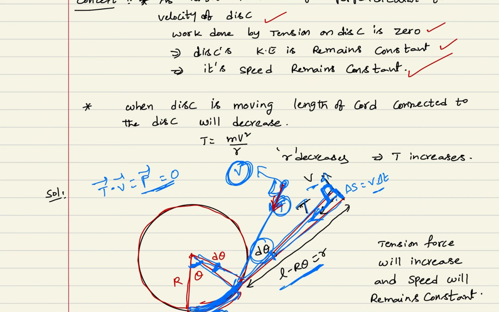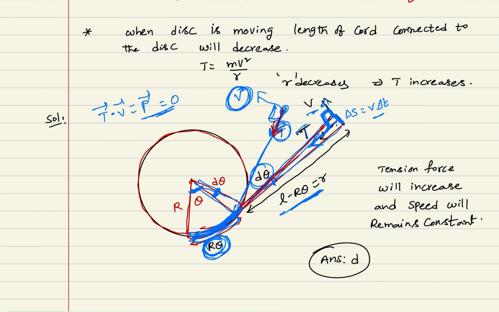How will the tension in the string, the cord, behave? Whenever it is moving, the length of the cord, the radius, is L minus r into theta. This value is actually decreasing, as it is wounding over the cylinder. As per our relation, except for the tension force, no one is providing the necessary centripetal force to this disk. I have written T is equal to mv square divided by r. As r is decreasing, as it is moving, the length of the cord is decreasing, so tension increases.